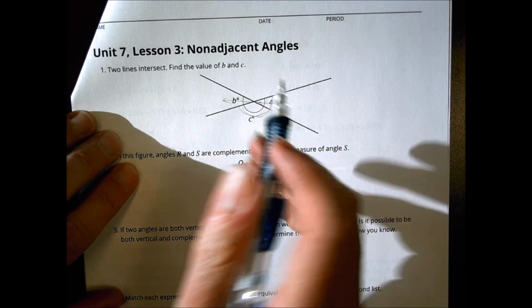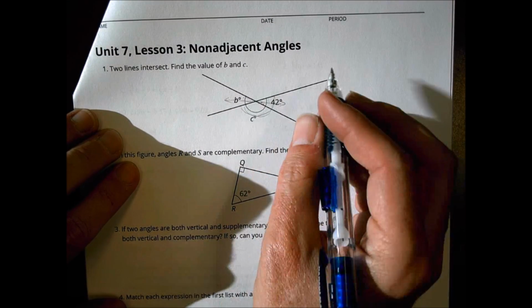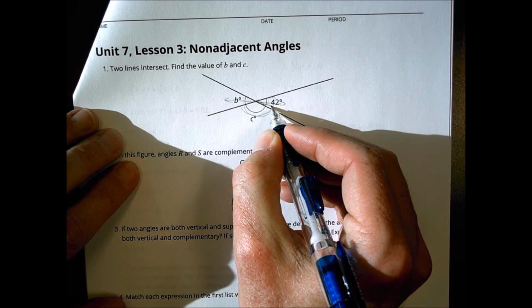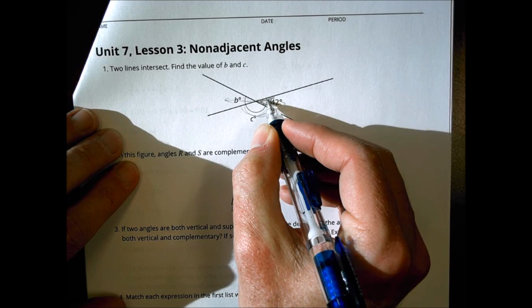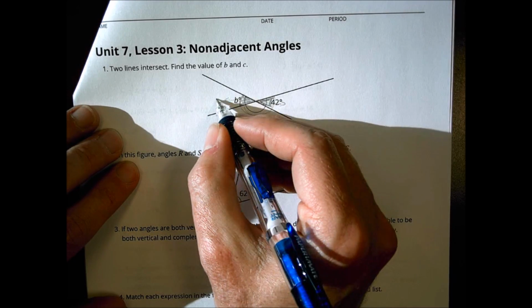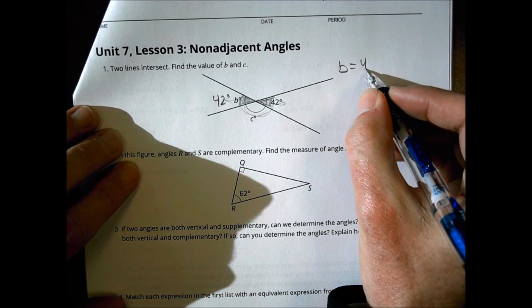It doesn't matter what you see first. You can do however you like. I'm going to go ahead and go with the vertical angle first. Why? Because that's pretty easy. If this angle right here is 42, then the vertical angle straight across from it, because they match, is also going to be 42 degrees. So I know that B is equal to 42 degrees.